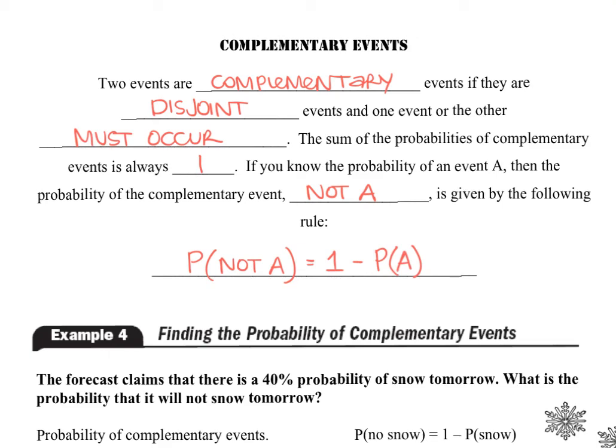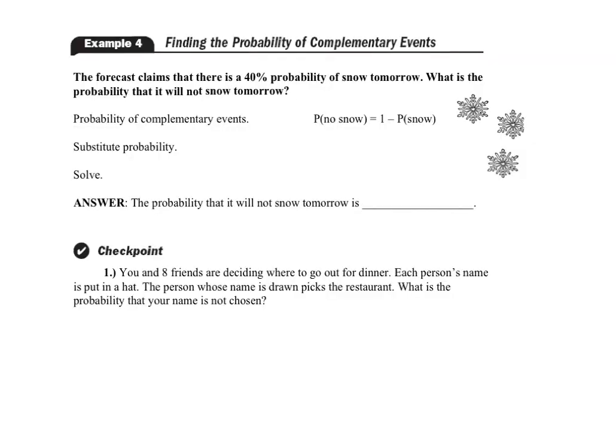Again, I think through an example, this will make even more sense. Okay, so this problem says the forecast claims that there is a 40% probability of snow tomorrow. Not really, obviously, right now, but it's in this problem. What is the probability that it will not snow tomorrow? So do you understand that one or the other has to happen? It's either going to snow or it's not going to snow. So that's why they're complementary, because one or the other event must occur.